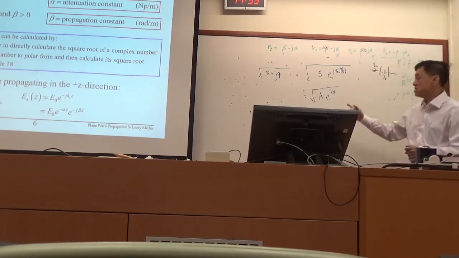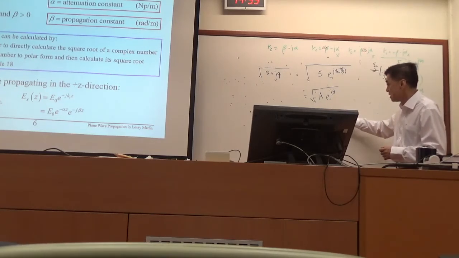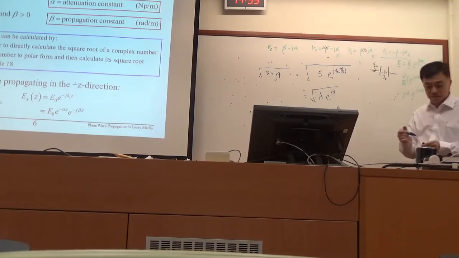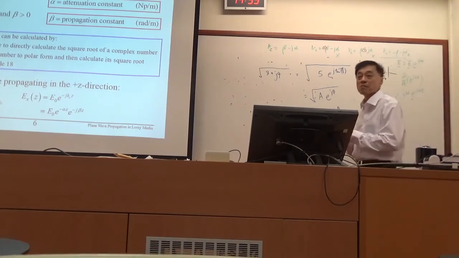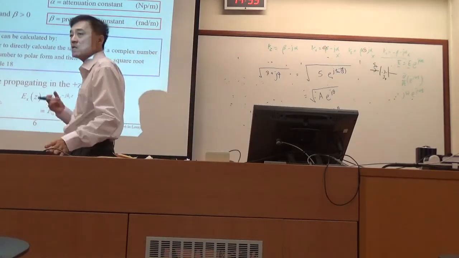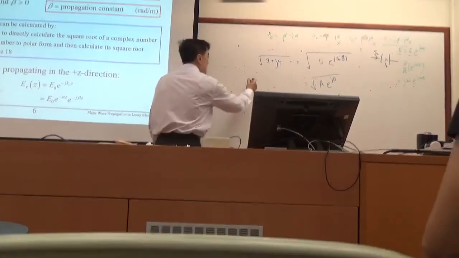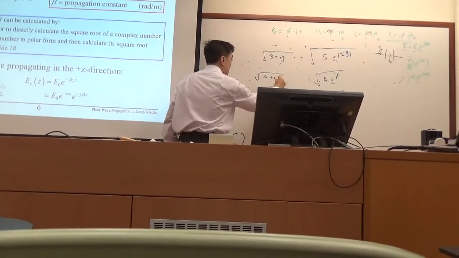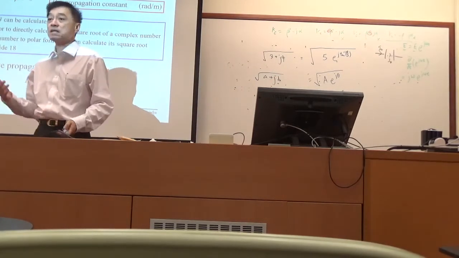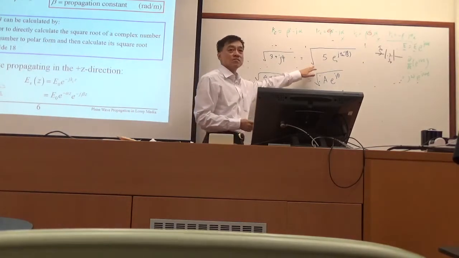Now, how to take the square root? The square root is equal to the square root of A, e to the j theta divided by 2. The angle is divided by 2. So this is how to take the square root. If your calculator cannot do the square root of a plus jb, then convert it into polar form. If your calculator can do this, good for you.